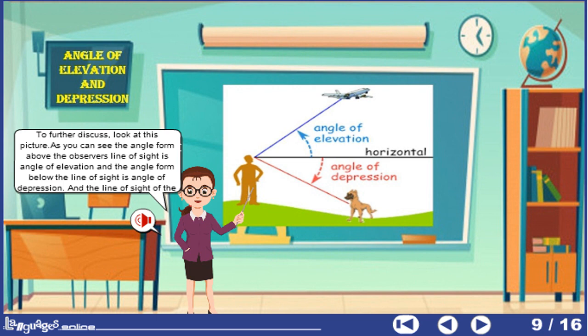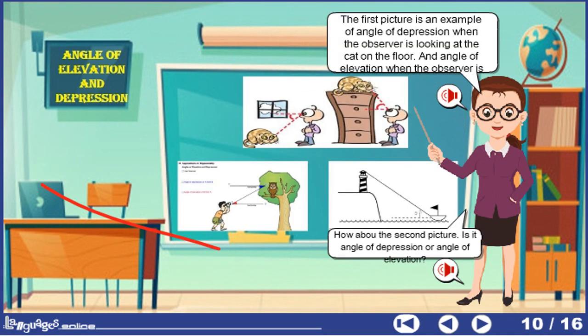To further discuss, look at this picture. As you can see, the angle formed above the observer's line of sight is the angle of elevation, and the angle formed below the line of sight is the angle of depression. And the line of sight of the observer is called the horizontal line. The first picture is an example of angle of depression when the observer is looking at the cat on the floor, and angle of elevation when the observer is looking at the cat on the top of the cabinet.